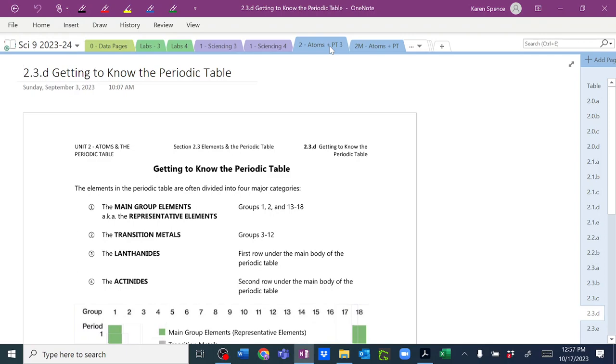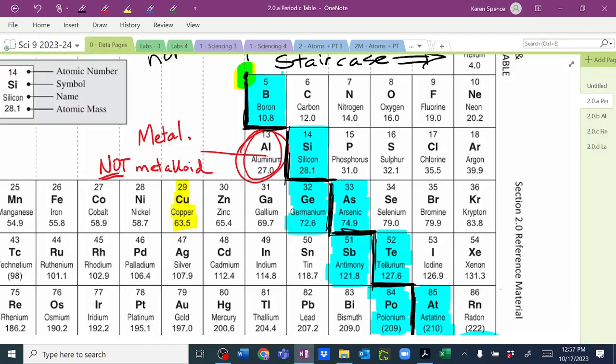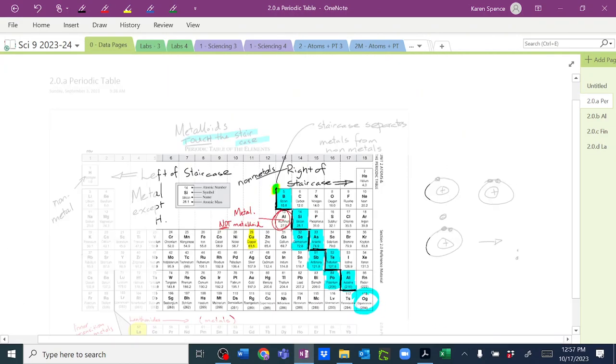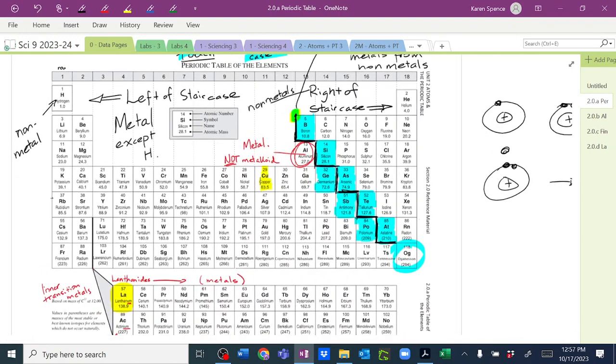Now, let's go back to getting to know the periodic table. Do you guys remember what the main group elements are? Let's go back to our periodic table. If I was to color my main group elements in green, where would they be? Tell your partner.